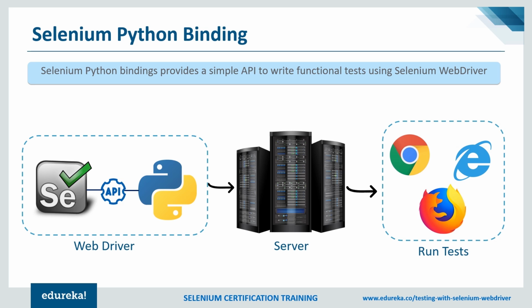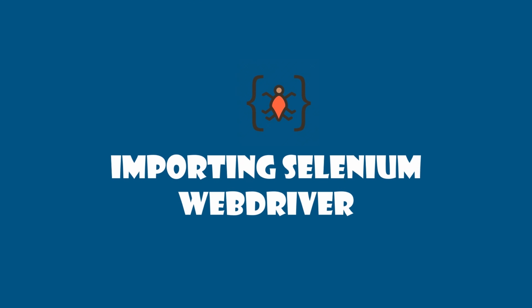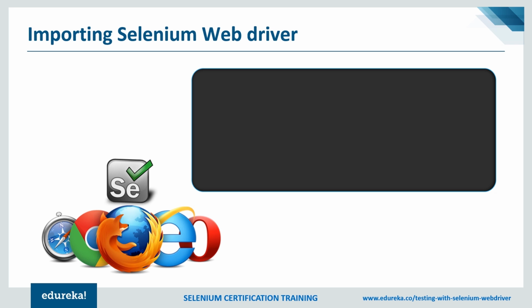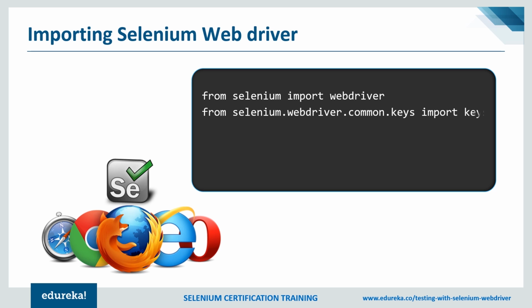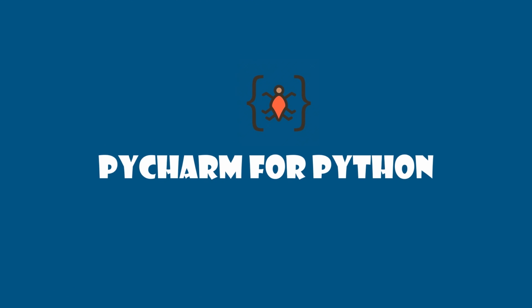Now, in order to implement Python with Selenium, we first need to import the Selenium Webdriver. So let's see how we can import Selenium Webdriver. Before that, let me tell you what Selenium Webdriver is. Selenium Webdriver is a web-based automation testing framework which can test the web pages that are initiated on various web browsers and various operating systems. You can import the WebDriver with the help of these two commands or just simply use the asterisk, that is this one. And that helps you to import all the dependencies that are required for a project. Now, without wasting any further time, let's talk about PyCharm.